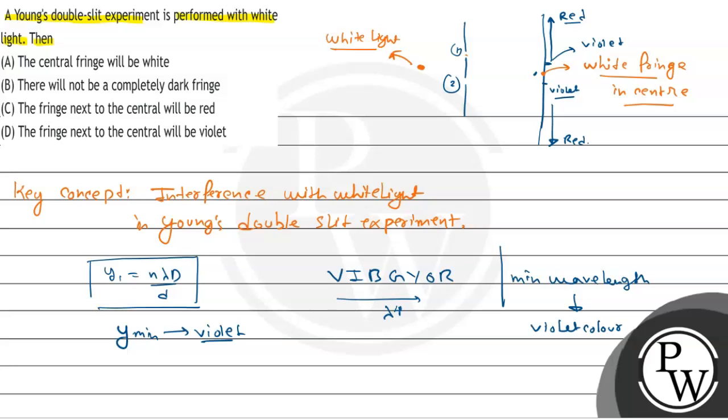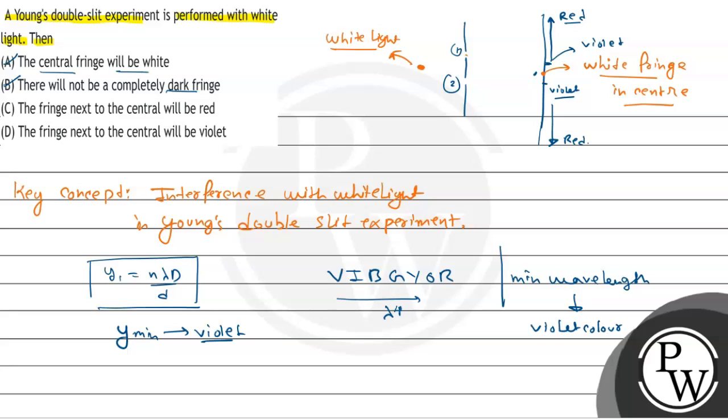So option A is saying that the central fringe will be white. As we have discussed, the central fringe will be white because of superposition of all the wavelengths of light, right? So our option A is correct. Option B is saying that there will not be a completely dark fringe. So ये भी सही होगा, because as we have told, at every point there will be a superposition of some wavelength, that's why we will see colorful fringes. That's why no completely dark fringe will form.